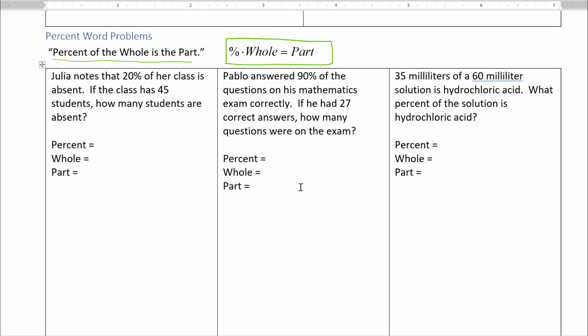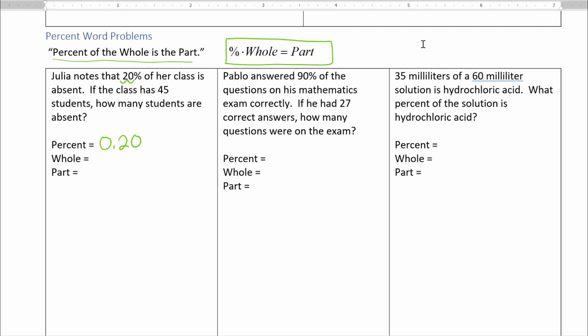So Julia notes that 20% of her class is absent. If the class has 45 students, how many students are absent? So the 20% is definitely a percent. I'm going to change that into 0.20 by moving the decimal over 2 places, because that's how we deal with our percentages, to turn them into decimals.